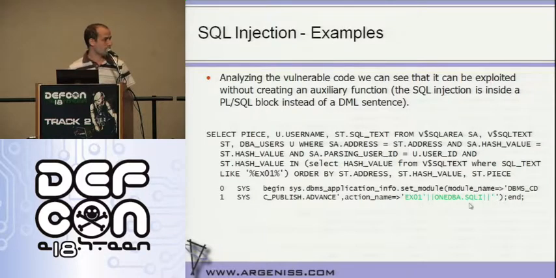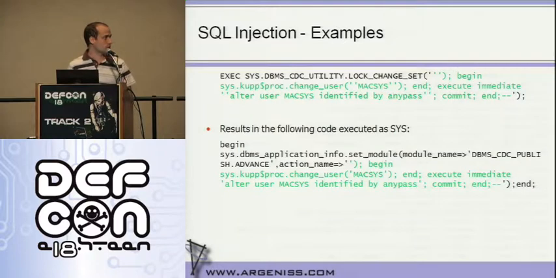Here in green, I can see where the parameter I insert is used. As we can see, there is a begin and an end. So we can just close this stored procedure call with a parenthesis, and with a semicolon we could add other statements without the need of calling an auxiliary function. So here is how we could exploit this in a simpler way. And this is the statement that gets executed as sys.